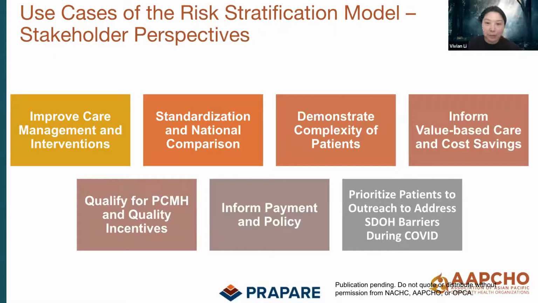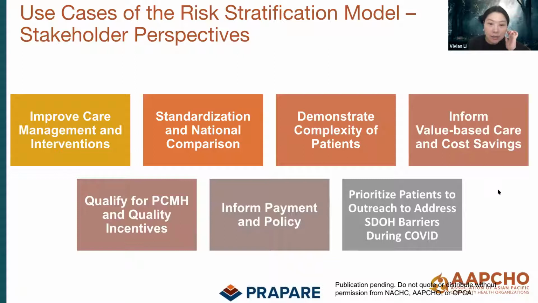So first, improve care management and interventions, which includes meeting the needs of patients in various risk tiers, and prioritizing and addressing care management needs that can ensure high quality and timely care. Second, standardization and the national comparison. The participants commented that they appreciate having a standard format to compare with others nationally, and the use of a universal framework with national aggregated data will allow great knowledge sharing and communication.